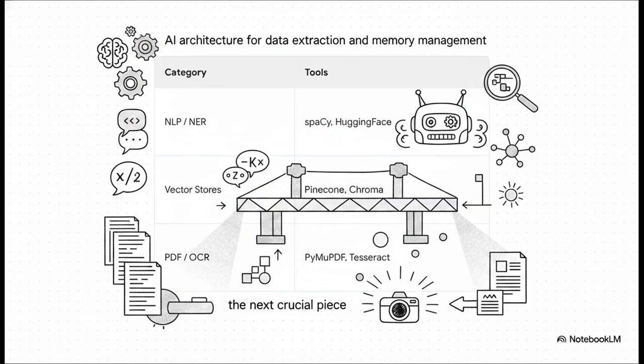If we look under the hood at the actual tools used to build these extraction pipelines, it's pretty cool. You see libraries like spaCy and Hugging Face handling the complex syntax and NER stuff. PyMuPDF is in there pulling text out of original documents, but I want you to notice that middle row. Vector databases like Pinecone and Chroma. These are the bridge. They take us directly to the next crucial piece of our architecture.